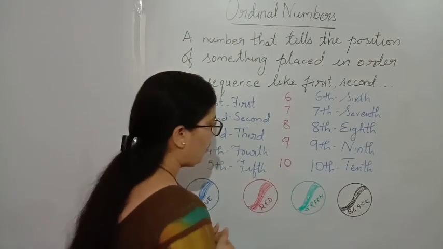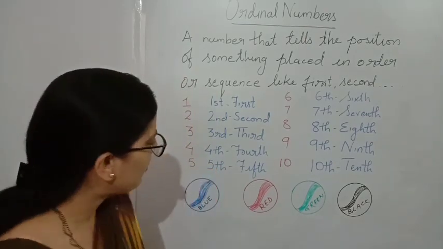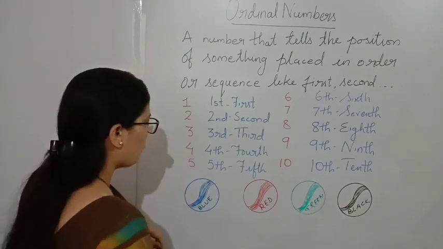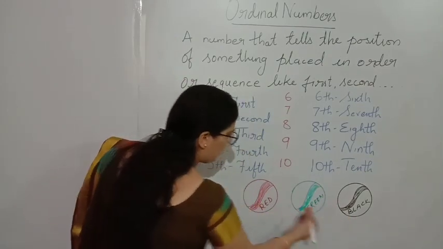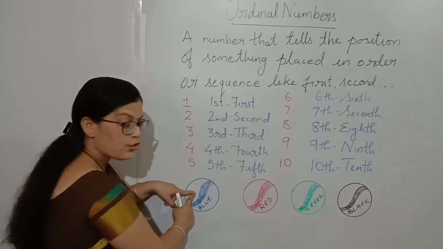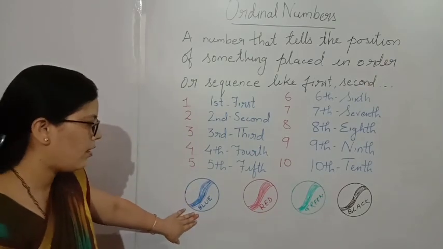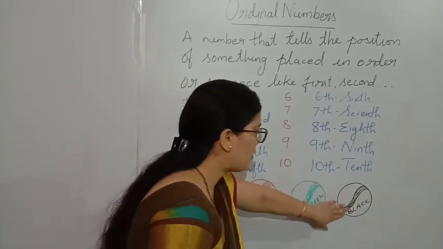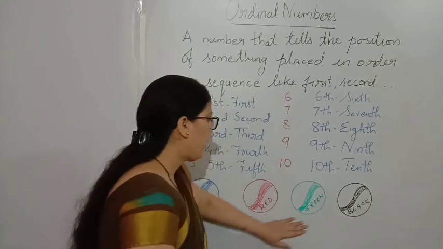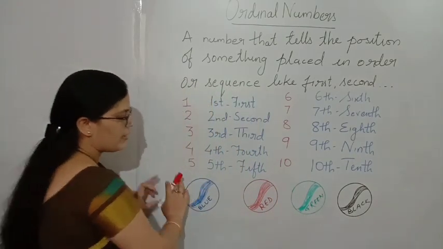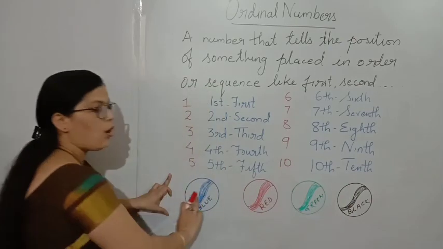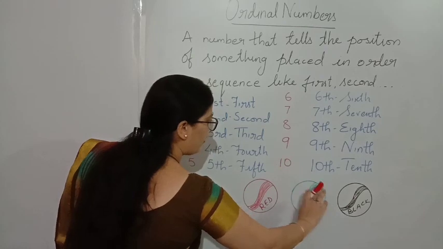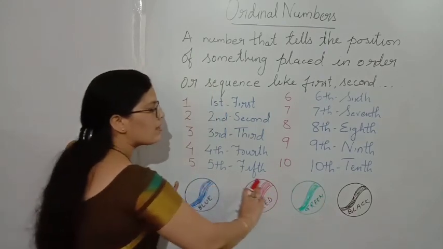So now here you can see Miss has drawn the picture of balls again, but here I am going to explain ordinal numbers. Can you see the colors? Different colored balls are here. The first ball is blue, the second is red, the third ball is green, and the last one is black. We can say these balls are in proper order. They are drawn in one line, in one row, in a sequence.